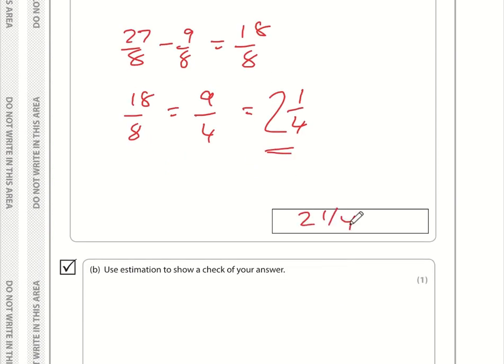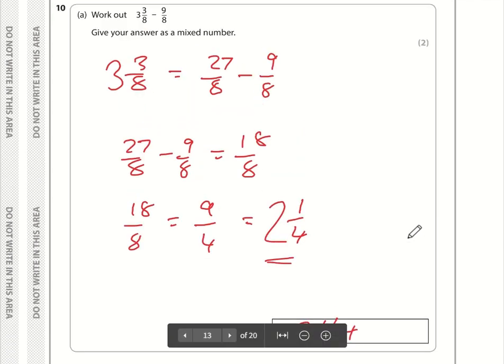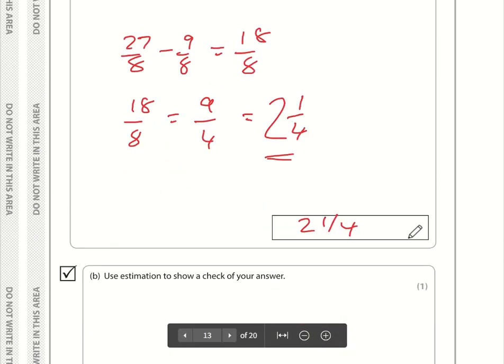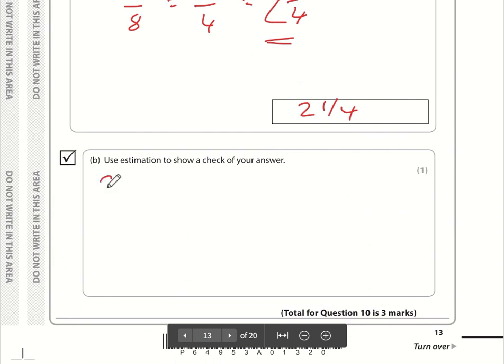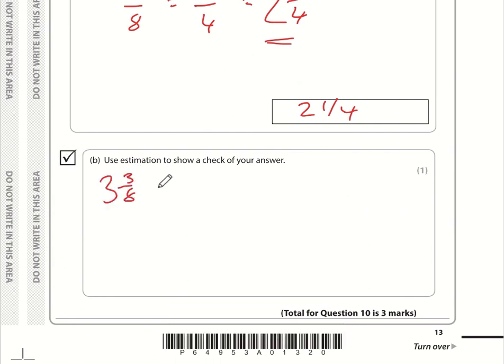Use estimation to show a check of your answer. It's quite an unusual thing to do, really. So we've got 3 3/8. Let's just write the question again. 3 3/8 take away, I've forgotten already what it was. It was 9/8.